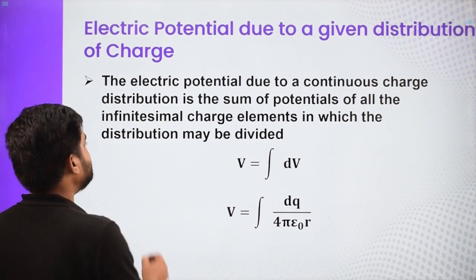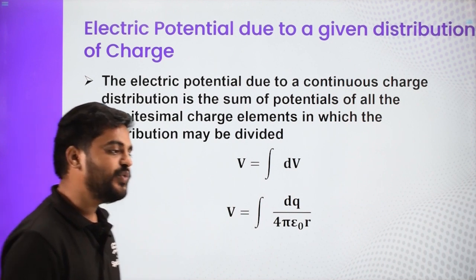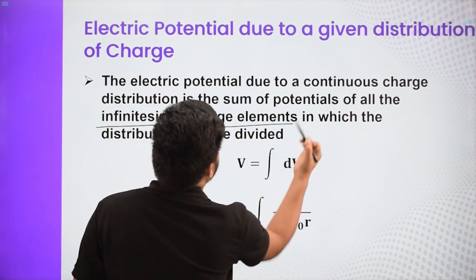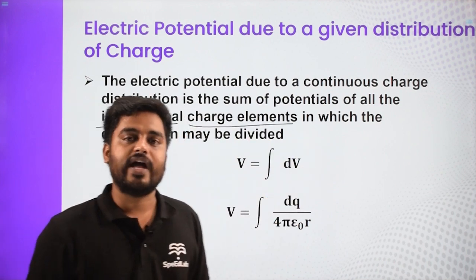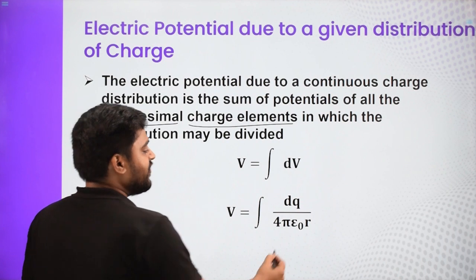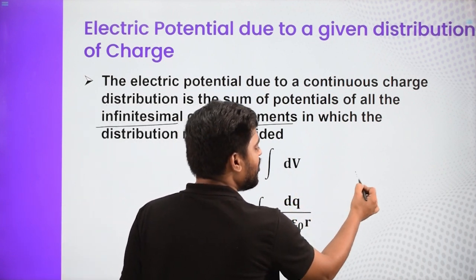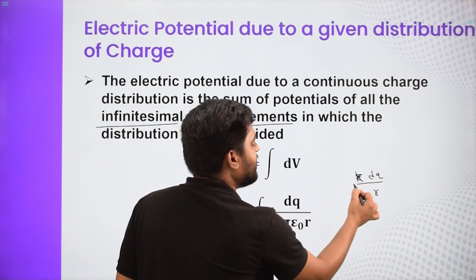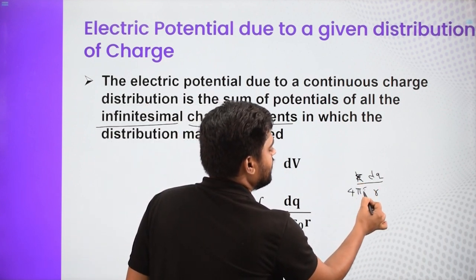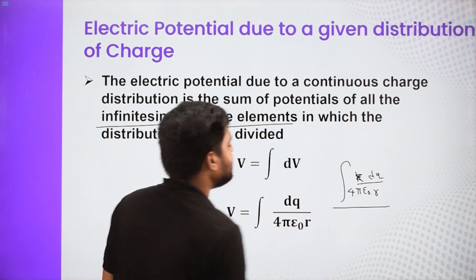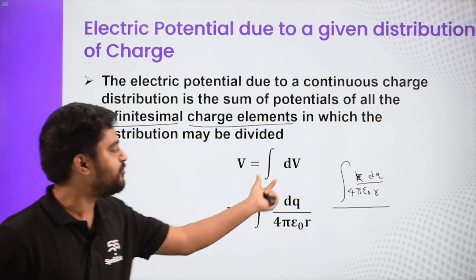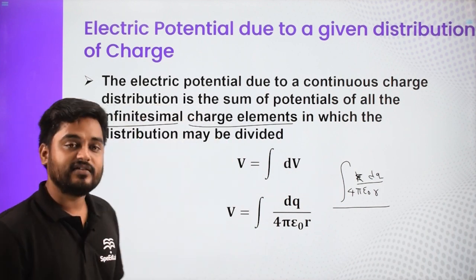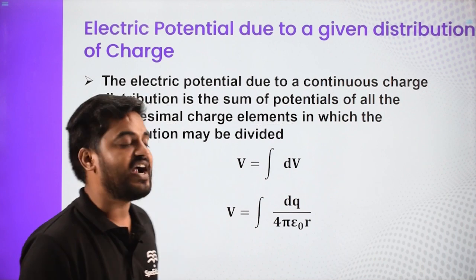And if your charge distribution is continuous, then what to do? Then we assume an infinitesimally small charge element, which we call dq, and it is this dq due to which we write the potential. The potential due to a small charge dq is k dq by r, where k is nothing but 1 upon 4 pi epsilon naught. Then we integrate all the small potentials due to those dq to get the electric potential due to a continuous charge distribution.